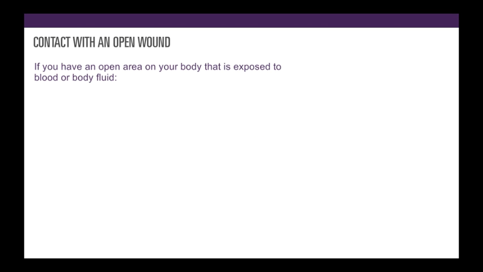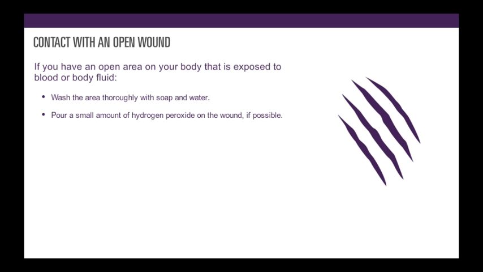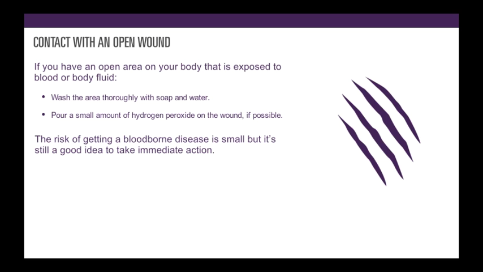If you have an open area on your body, such as a cut, bite, scratch, or lesion, and it is exposed to blood or body fluid, immediately wash the area thoroughly with soap and water. Just like with needle sticks, if you can find hydrogen peroxide, put a small amount on the wound. Again, the risk of getting a bloodborne disease is less than 1%, but it's still a good idea to take immediate action to protect yourself.